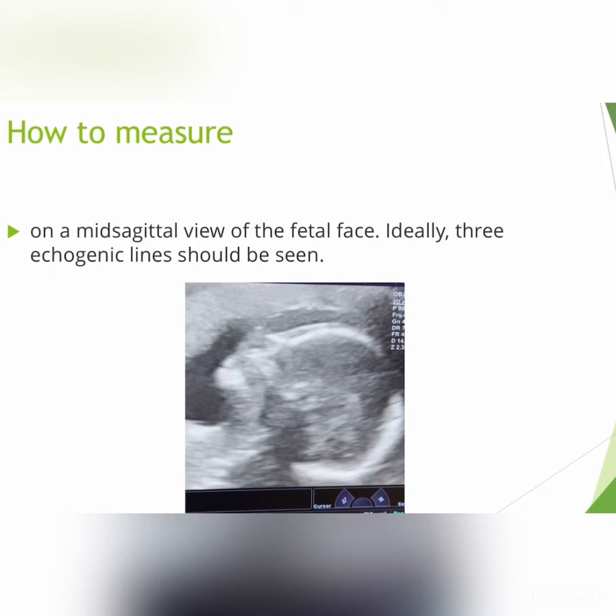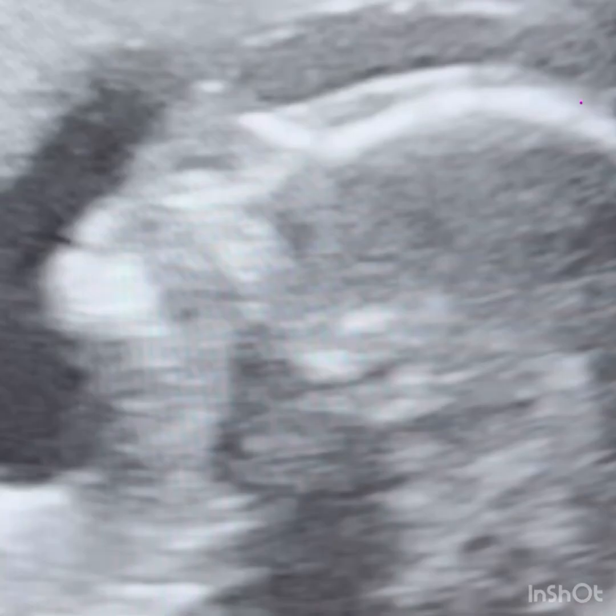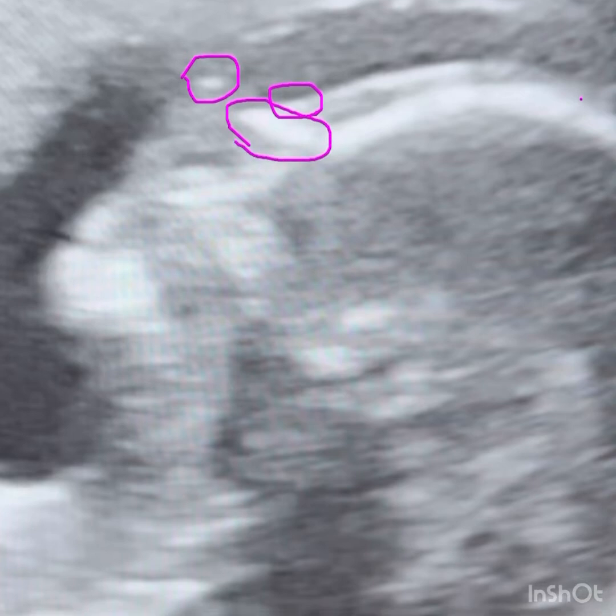In order to measure fetal nasal bone, we should get the mid-sagittal view of the face. To obtain this view, we should see three echogenic lines. Three echogenic lines are nasal tip, the skin over the nose, and the nasal bone. Here is a normal fetus in mid-sagittal view with a normal nasal bone as we can see here.